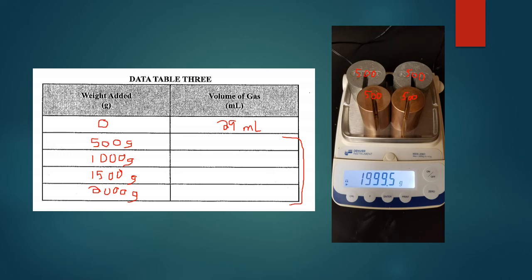What we would expect is for the volume in the syringe to decrease. And we're going to see it decrease exponentially. Okay, so this is going to be not a proportional graph.